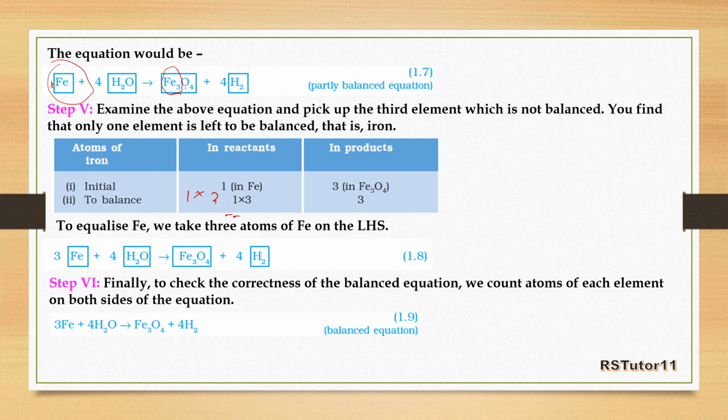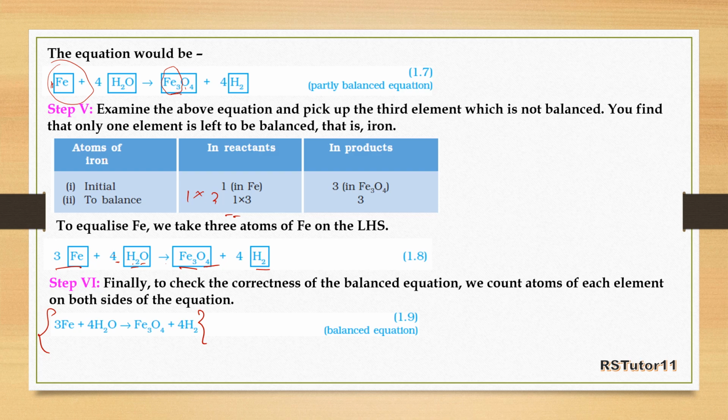That is Fe3O4. Now all are balanced. 3 Fe, 3 Fe. O4, O4. H2, H2. Not H2, it's 8 H and here also 8. 4 2s are 8. Yes, is it correct? Now your equation is completely balanced. See, this is your balanced equation.